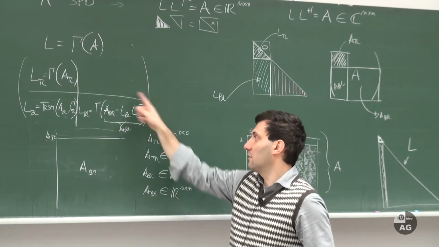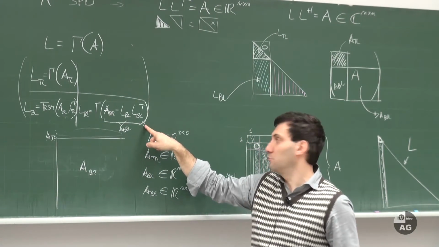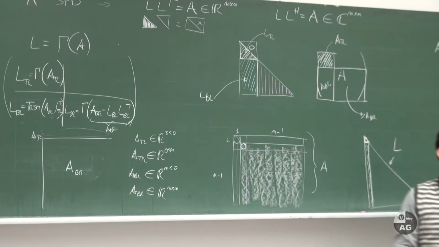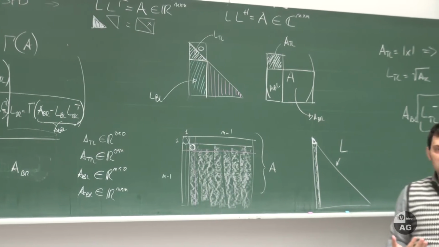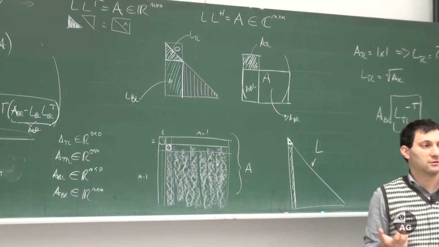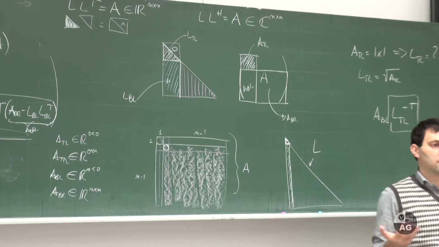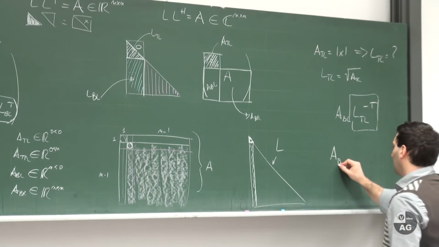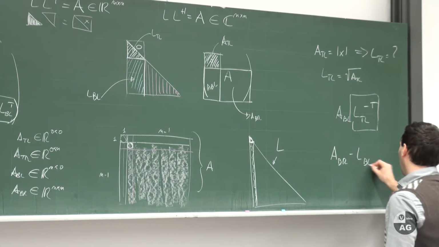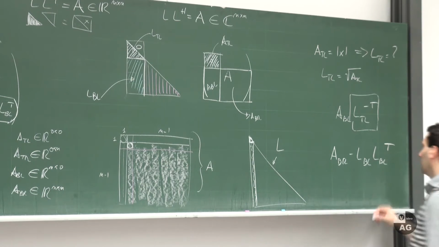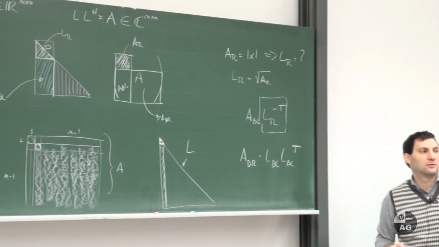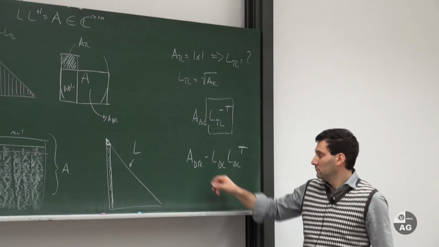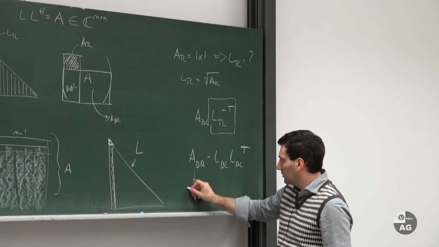Basically, I'm saying that now I can compute the Cholesky factorization of this matrix here, A bottom right minus that. Is that matrix symmetric? So the question is, is A bottom right minus this matrix symmetric? Okay, A bottom right is symmetric because A is symmetric. Yes, this is symmetric, it's true.